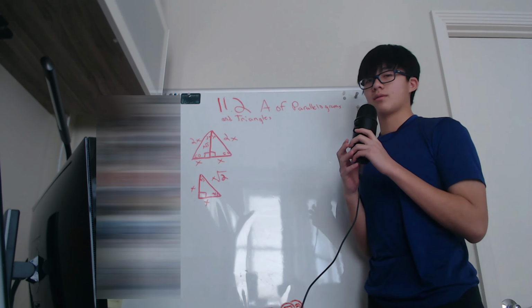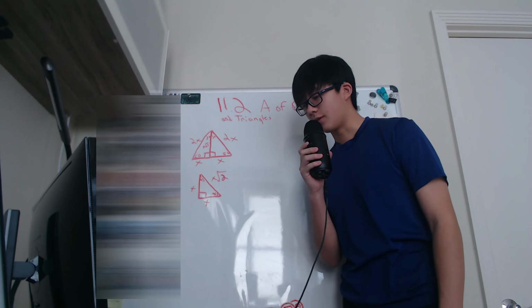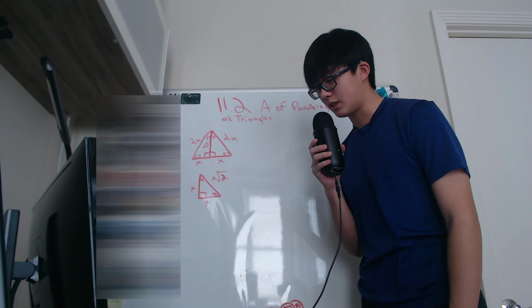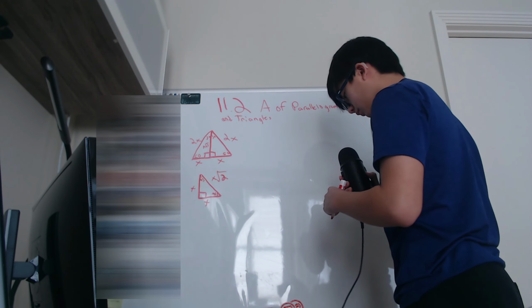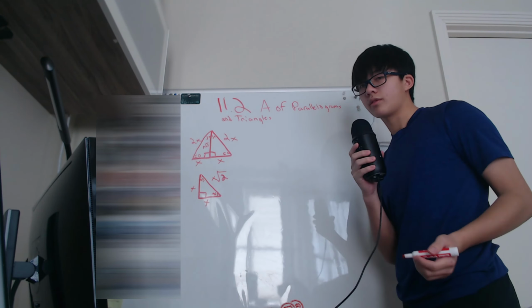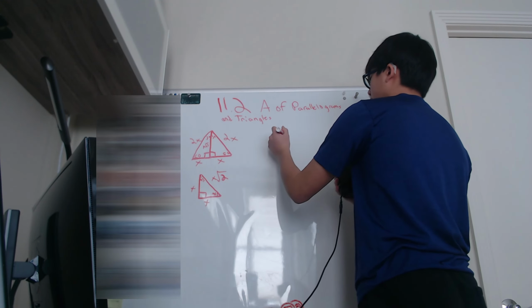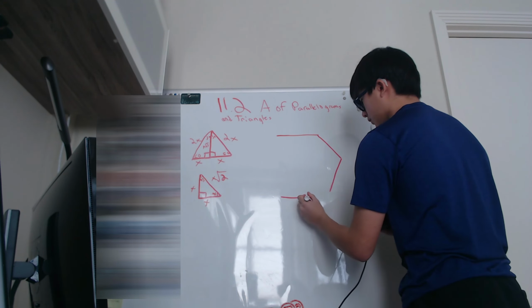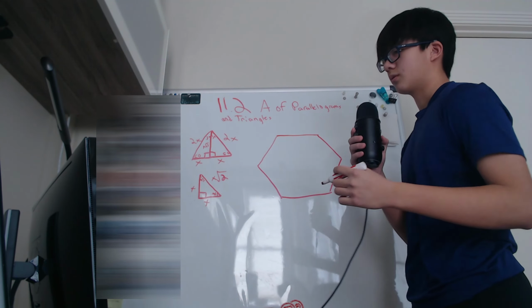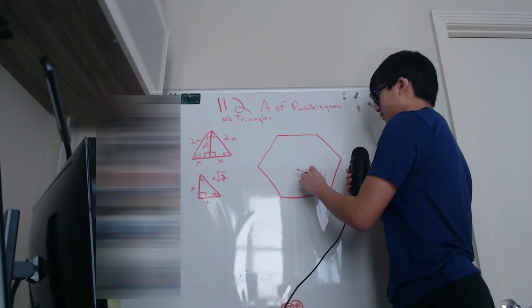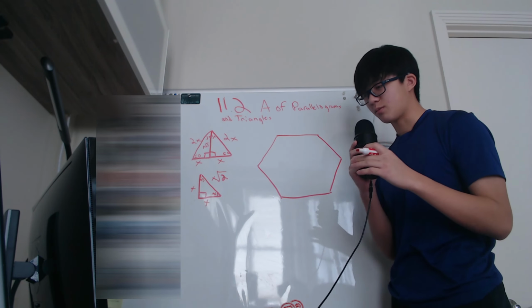Let's get started. First one, a regular hexagon with a perimeter of 60, and we have to find the area. So, first I'm going to construct the hexagon. Alright, so this is the hexagon I drew. Could be better, but whatever, it does the job.